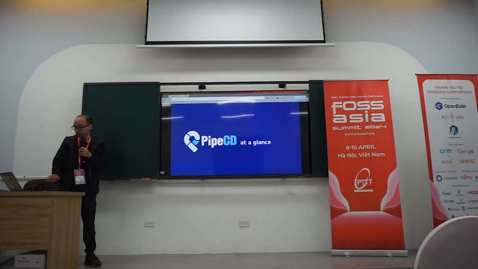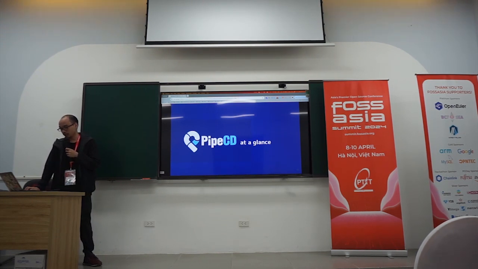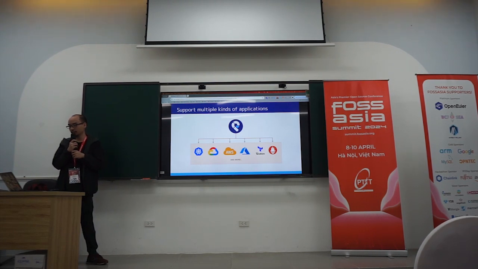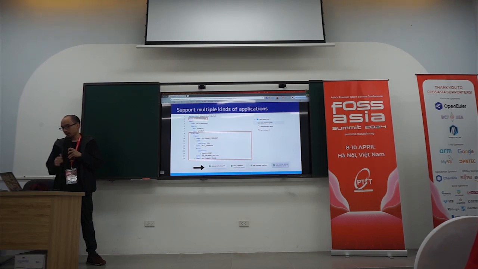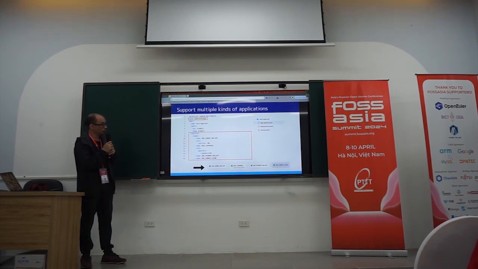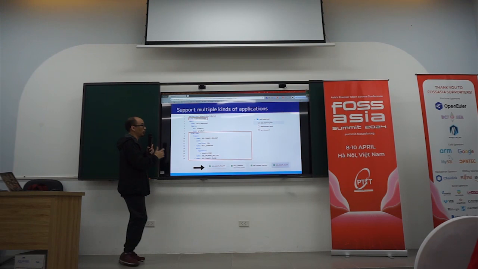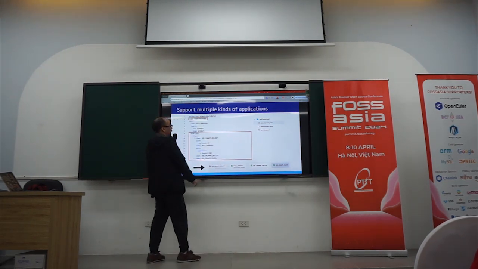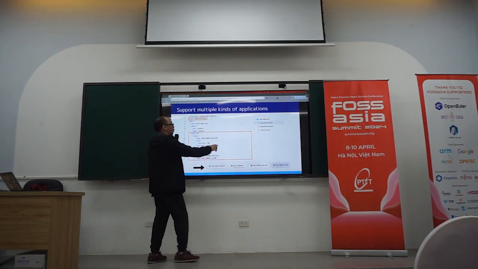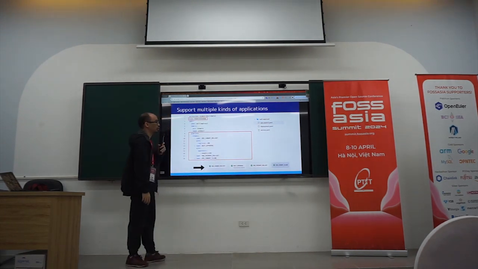Next is PipeCD at a glance. I will guide you through some features of PipeCD and some retrospective of the project. First, as I said before, PipeCD supports a range of applications. We currently support Kubernetes, AWS ECS, Lambda, GCP Cloud Run, and Terraform. This is the simple setup of what you need to actually use PipeCD in action. We have here the Kubernetes application manifest, with deployment and service, and in the smallest setup we need to prepare the PipeCD configuration YAML.